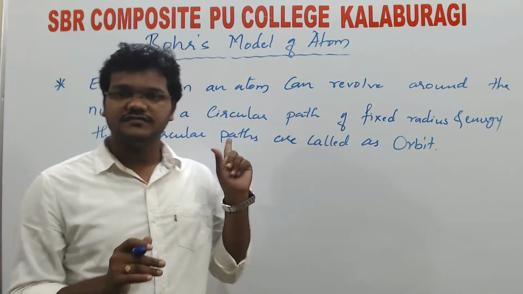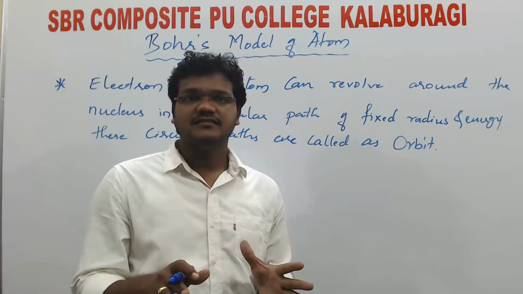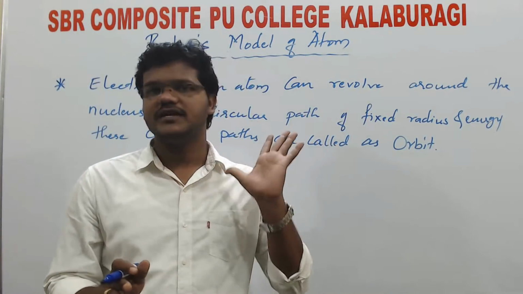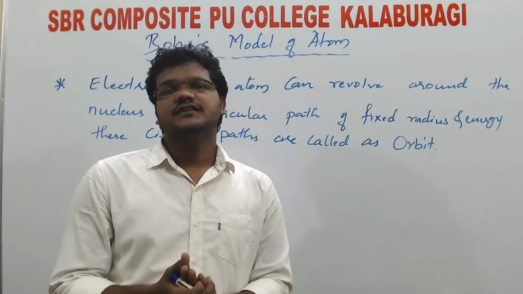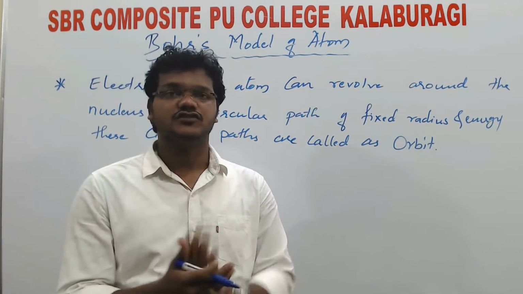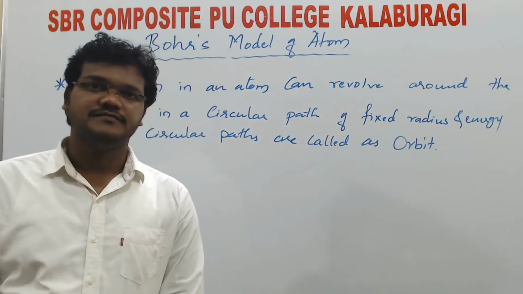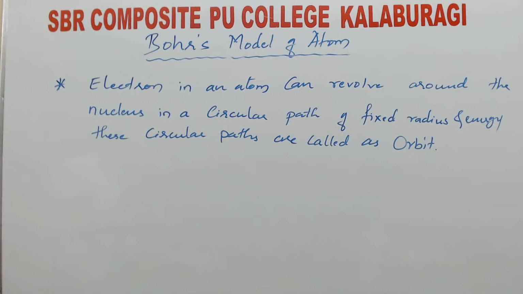So that's his first observation: an electron can move around the nucleus in a circular path, that path is called an orbit, and these orbits have a definite energy and fixed radius. That was the first postulate of Bohr's atomic model. Now let me go for the second postulate.